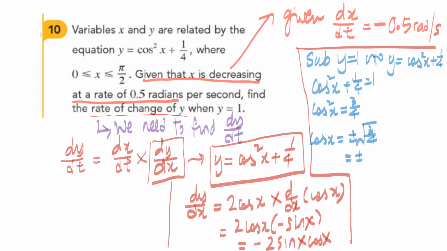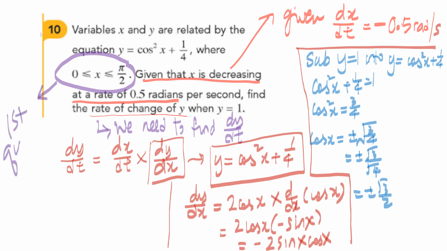So again, apply the concepts of surds. Plus minus square root 3 over 2. So the plus minus square root 3 over 2 tells you that the angle x will come from all the 4 quadrants, first, second, third, fourth. However, if you look at the question again, they only want the answer from the first quadrant. Between 0 and pi over 2 means the first quadrant. So you don't have to worry about the second, third, and fourth.